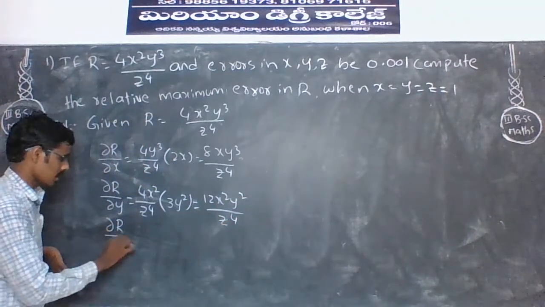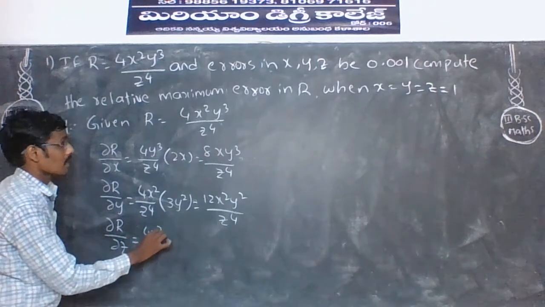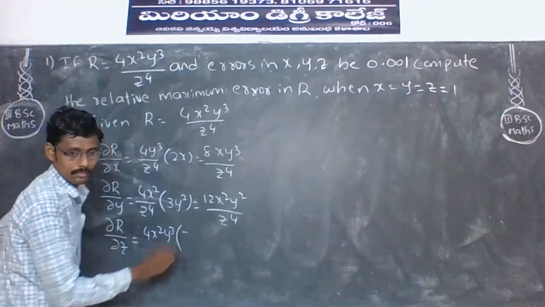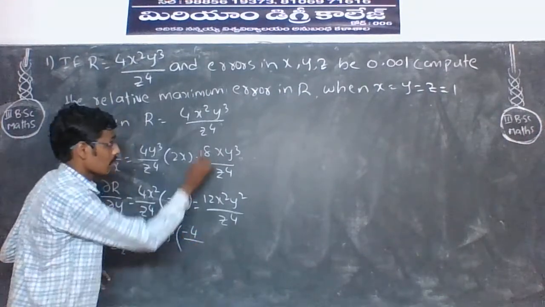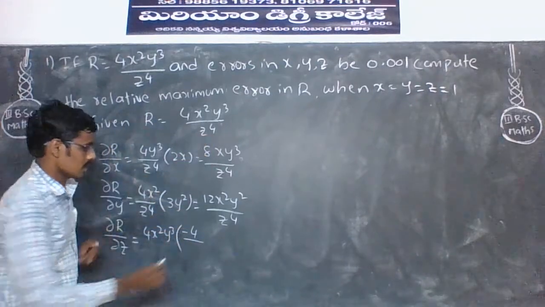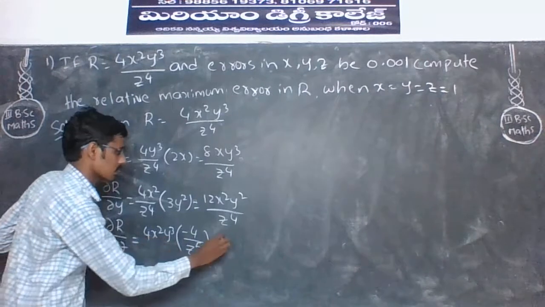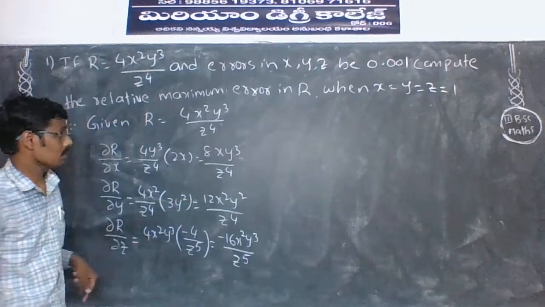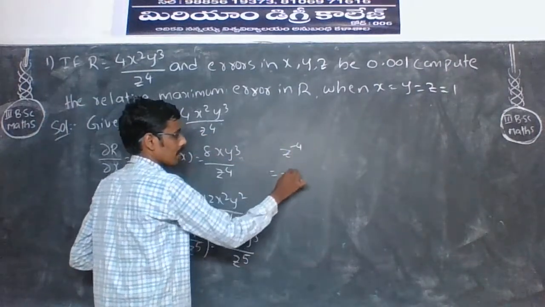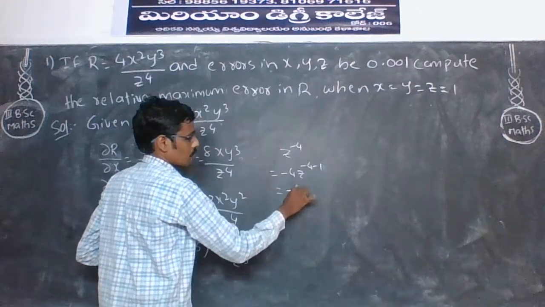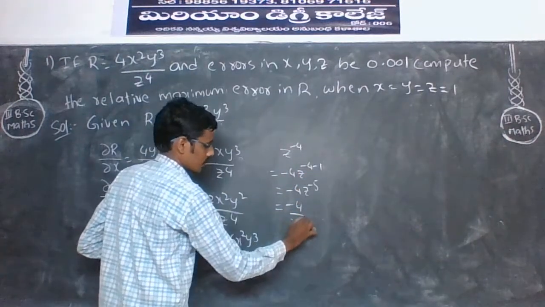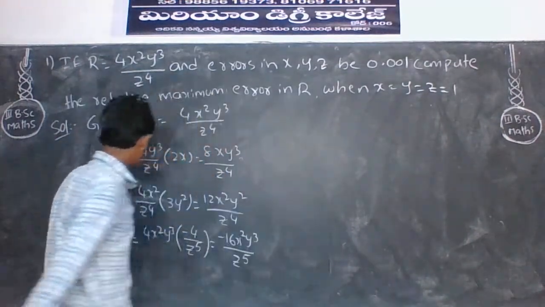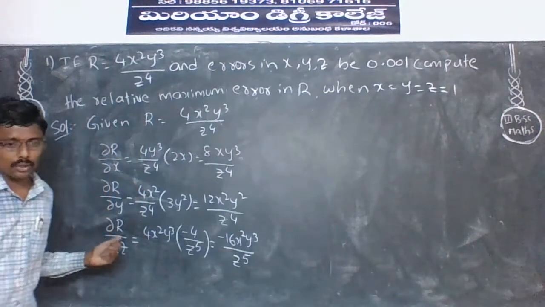Next ∂R/∂z: treating 4x square y cube as constant, the derivative of z power minus 4 is minus 4 into z to the minus 4 minus 1, so minus 4 z power minus 5, which is minus 4 by z power 5. That gives minus 16x square y cube by z power 5. So we found ∂R/∂x, ∂R/∂y, and ∂R/∂z.